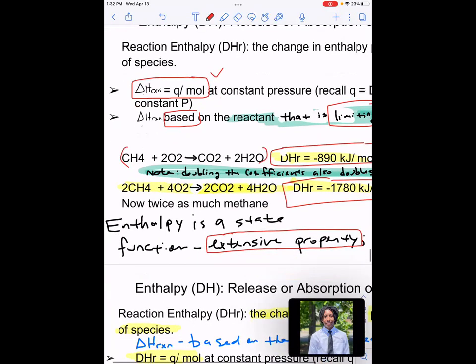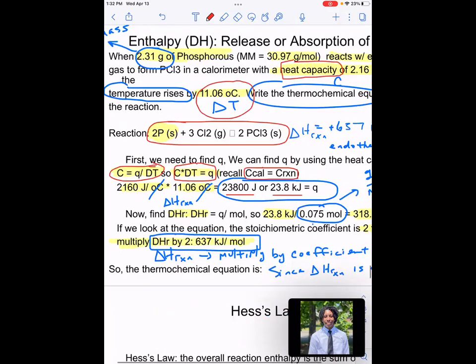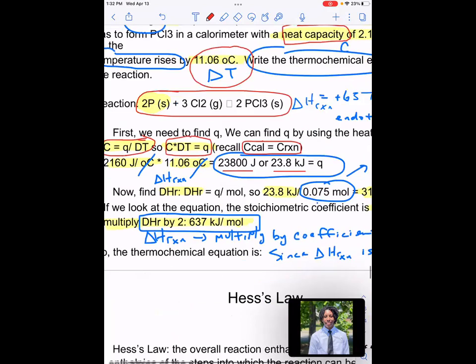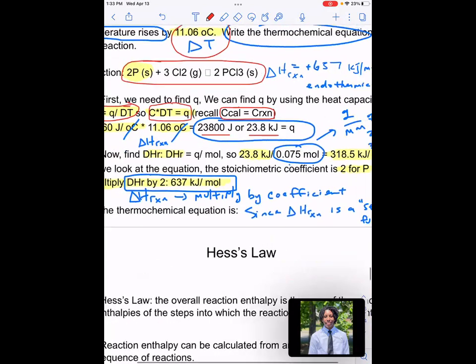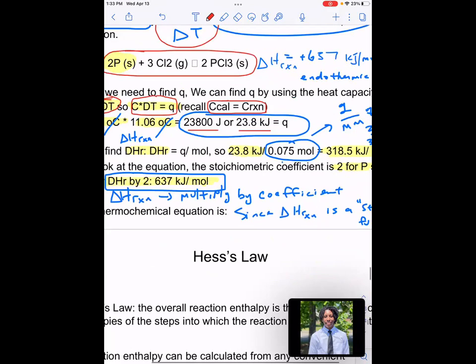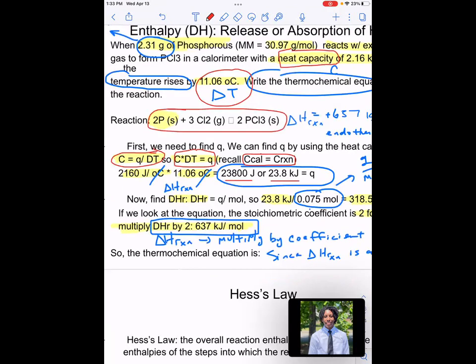So let's go back down to here. We can just stick those numbers in here. Right, we see now it's Q per mole, so 23.8 kilojoules divided by 0.7075 moles. Now, the moles of phosphorus, how do we get that? How do you get moles of phosphorus if you're only given grams of phosphorus and the molar mass? How can we calculate that? It gave us 2.31 grams. Also gave us a molar mass of 30.97. How do we calculate the number of moles from that?